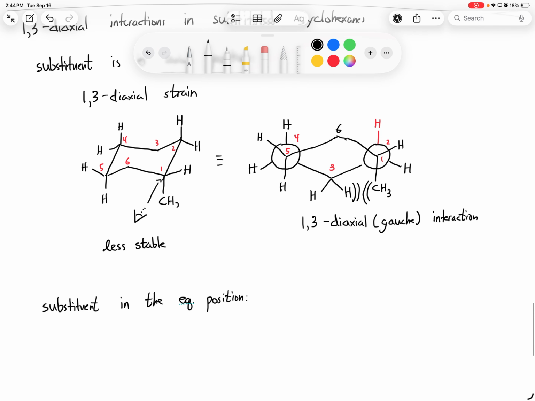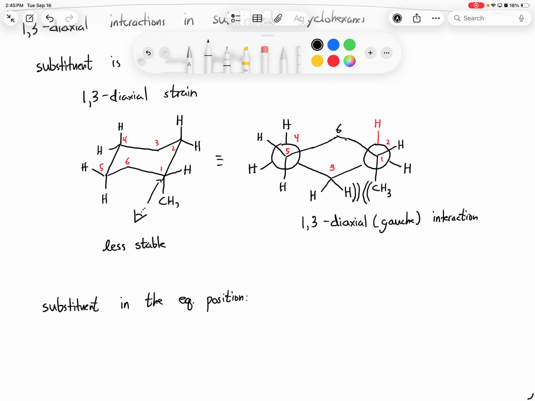Oh, yeah, sure. So if we have an equatorial position, we actually won't see this interaction at all. And that's why a common question for this is draw the most stable chair, draw both chair conformers and circle the one that's more stable. And you can always say that the most stable one is where this interaction I just drew is avoided. And that one is avoided if this methyl group here was in the equatorial position. So if we do a chair flip, we'll see that, okay?